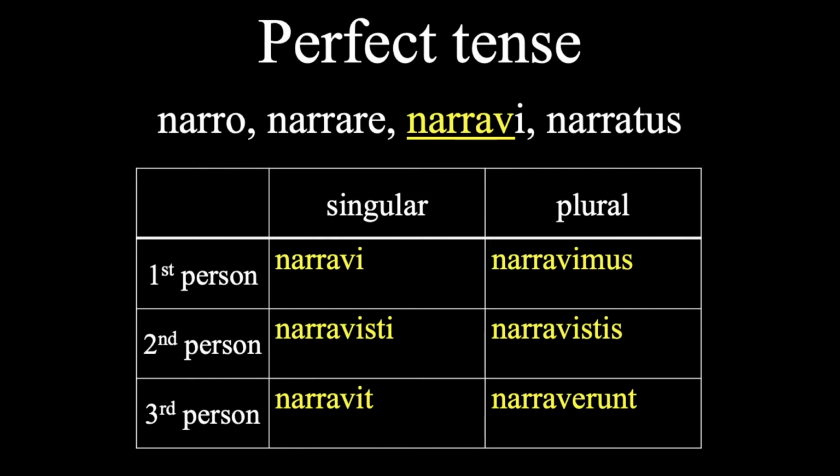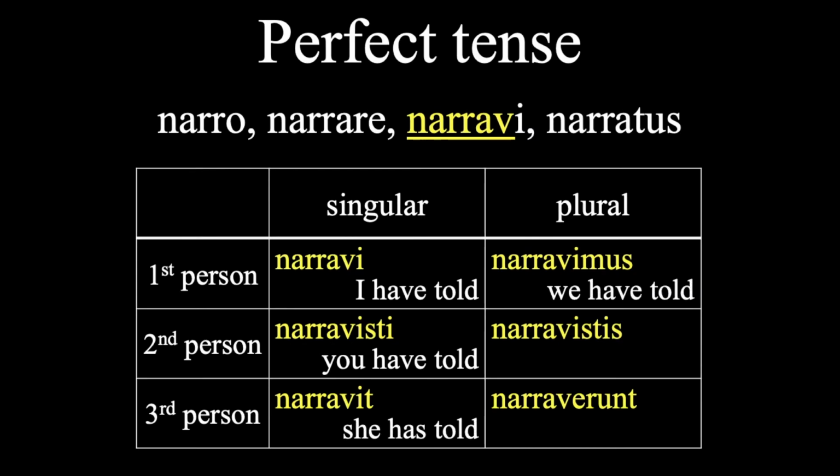As you can see, the third principal part is the first person singular perfect tense form, and the other forms are just based off of that one. The English meanings of these will be I have told, you have told, he or she has told, we have told, you have told, and they have told. By the way, we could also say they told or they did tell for this tense, but we won't translate it as they were telling. That's exclusively for imperfect tense.